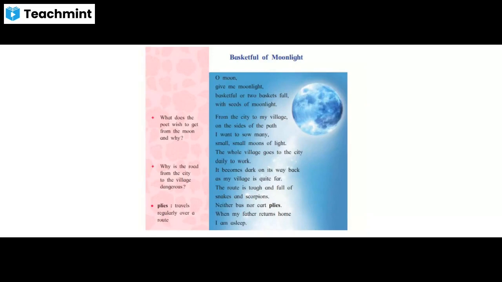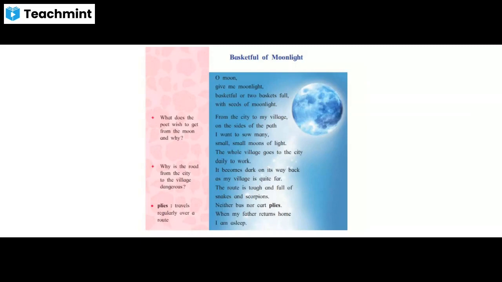This is also an example of alliteration. I want to show many small moons of light. Here the sound is repeated pleasingly for musical effect. That's why its figure of speech is alliteration.